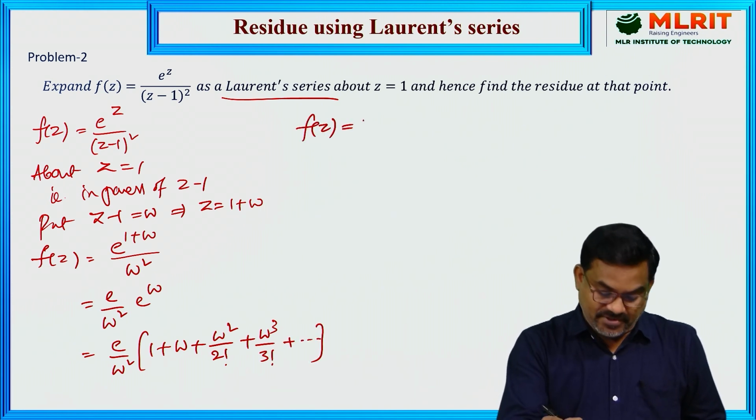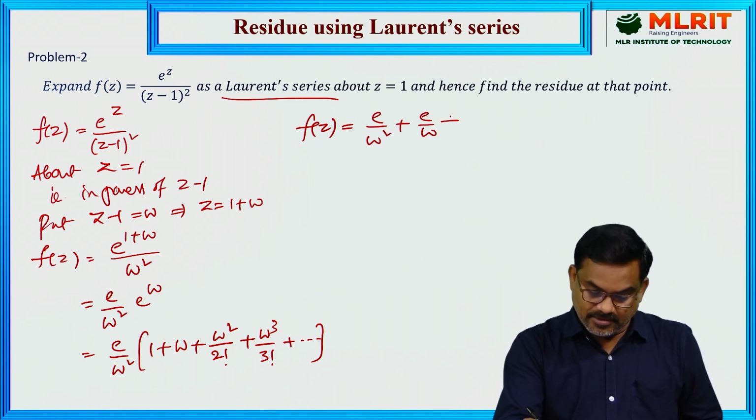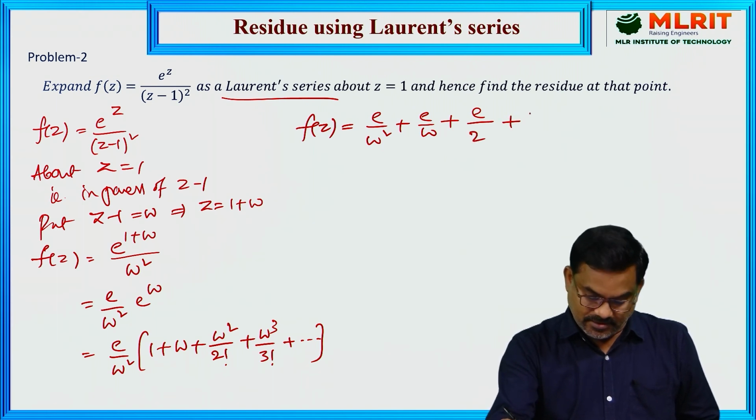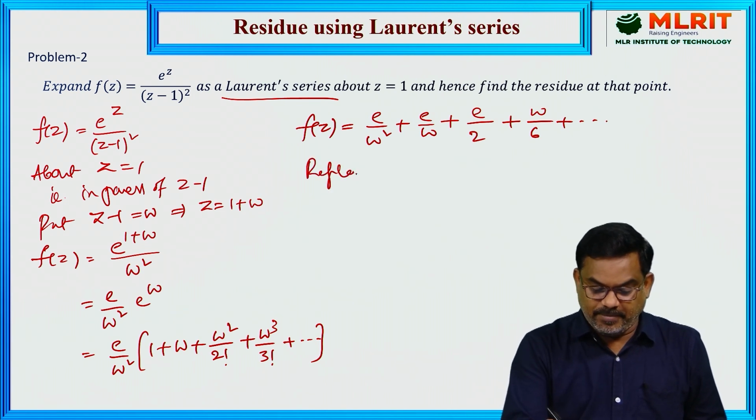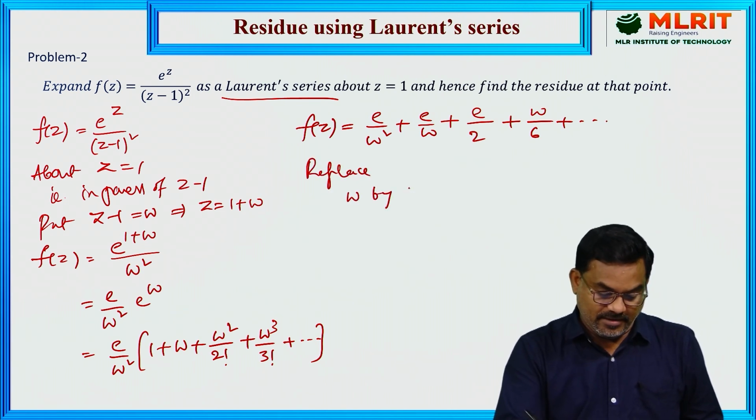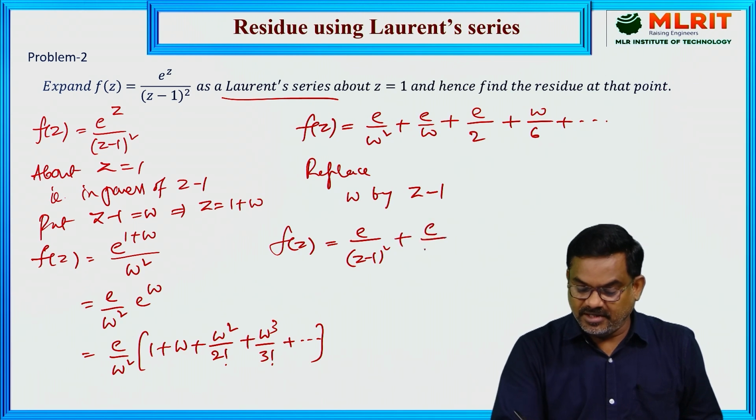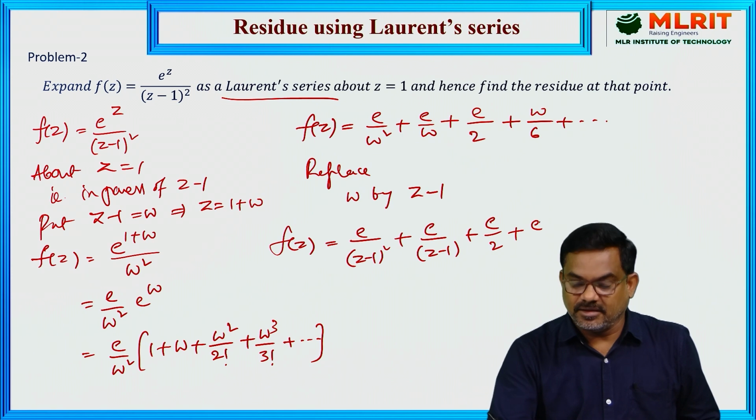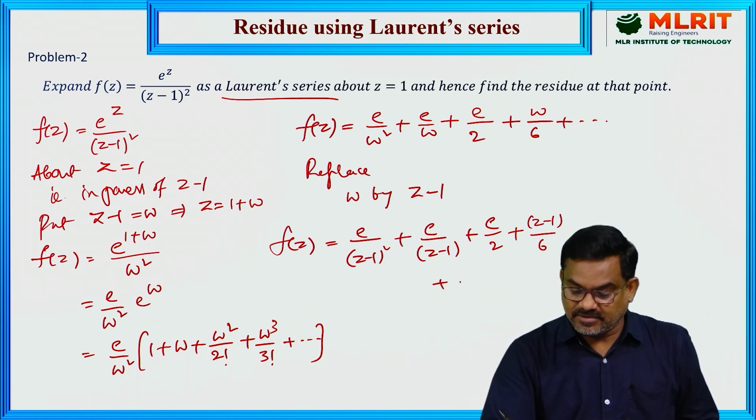So therefore f of z is e by w square plus e by w plus e by 2 plus e w by 6 plus so on. So what is w? Replace w by z minus 1. Then we get f of z is e by z minus 1 whole square plus e by z minus 1 plus e by 2 plus e into z minus 1 by 6 plus so on.